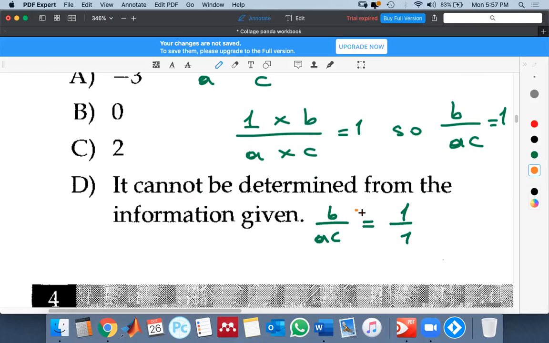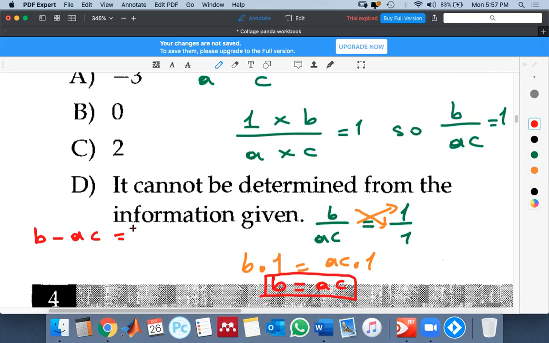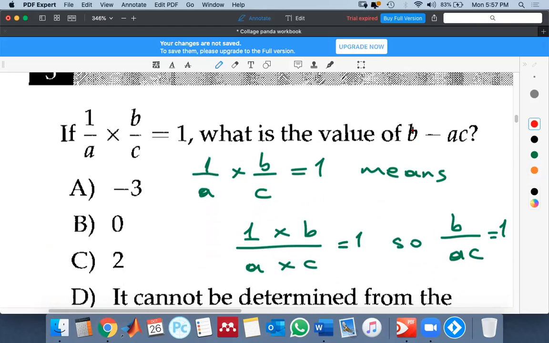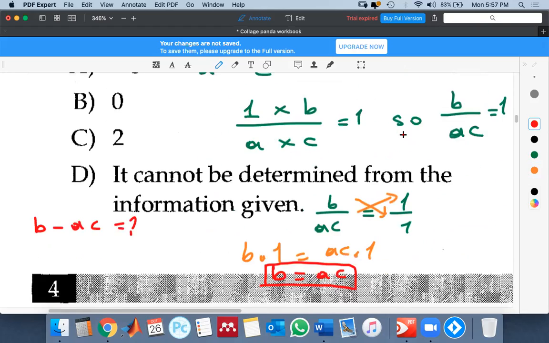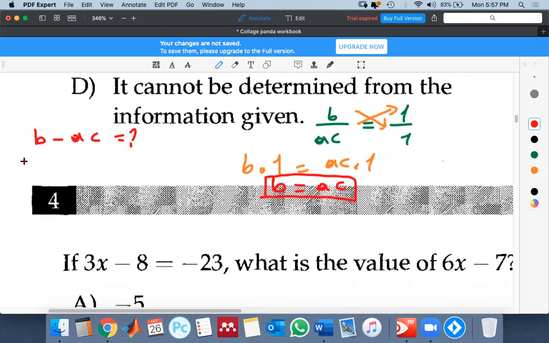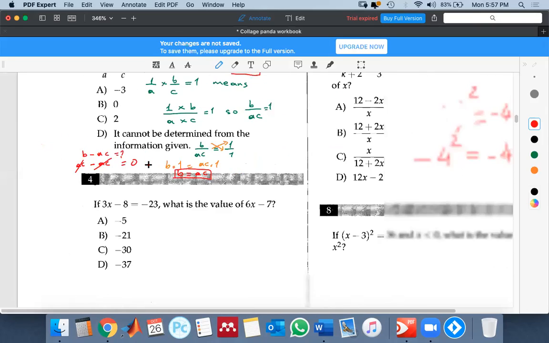What is the cross product? It means this times this, and this times this. So B times 1 equals AC times 1. What will be B times 1? B. What will be AC times 1? AC. Is it okay? Yes. The question was: what is B minus AC? B, we said, is AC. So AC minus AC will be 0. Okay?